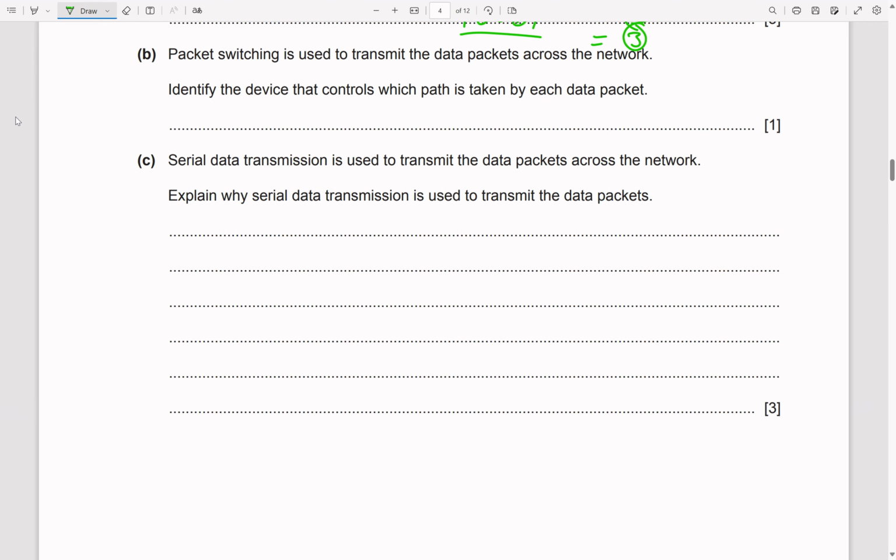Packet switching is used to transmit the data packets across the network. Identify the device that controls which path is taken by each data packet. Let's say this is the source and this is the destination, and in the network you're going to have these things. It's asking what's going to decide where to send it, the next hop. So of course these are going to be the routers.